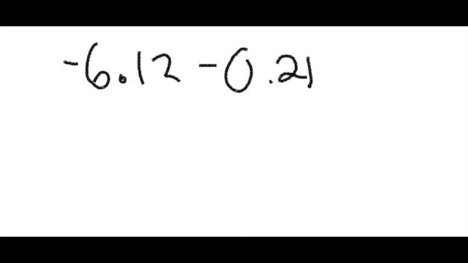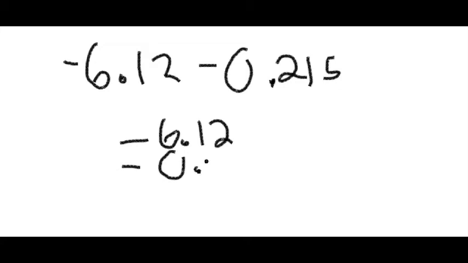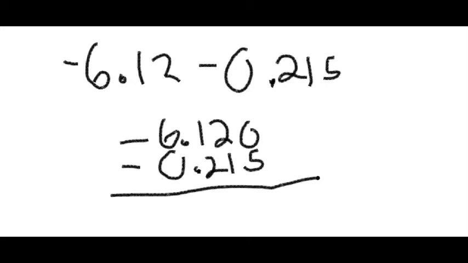Next is subtraction. Let's go over that. So we have negative 6.12 minus 0.215. When subtracting, we have to line up the decimals. So we have negative 6.12 minus 0.215. I can put a 0 here. Since they're both negatives, we're just adding them then. So it's going to be negative 6.335. Okay, that was easy.